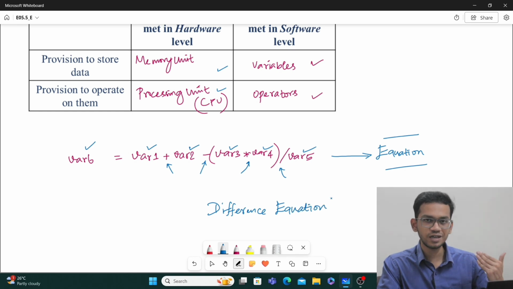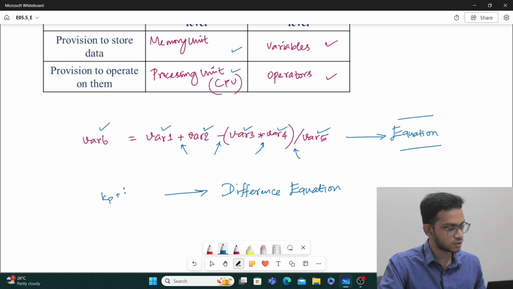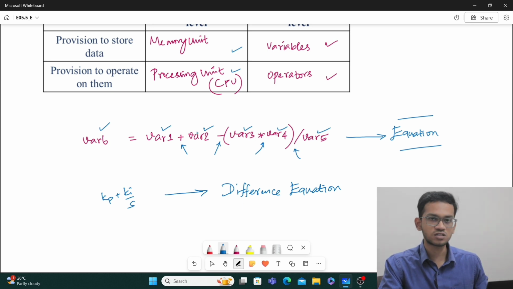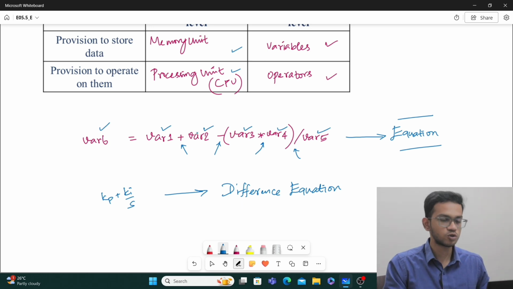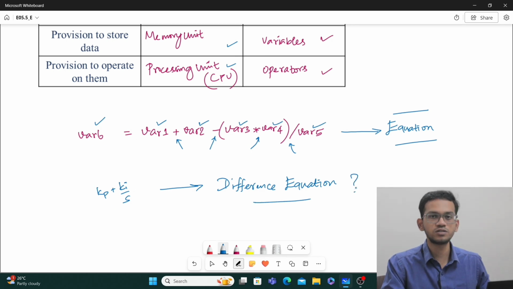So your ultimate aim is to arrive at a difference equation which will represent your Kp plus Ki upon S as a combination of addition, subtraction, multiplication and division, so that your computer can be programmed easily using variables and operators. This is called a difference equation. Now the question is how to obtain this difference equation, which we will be discussing in the next video.